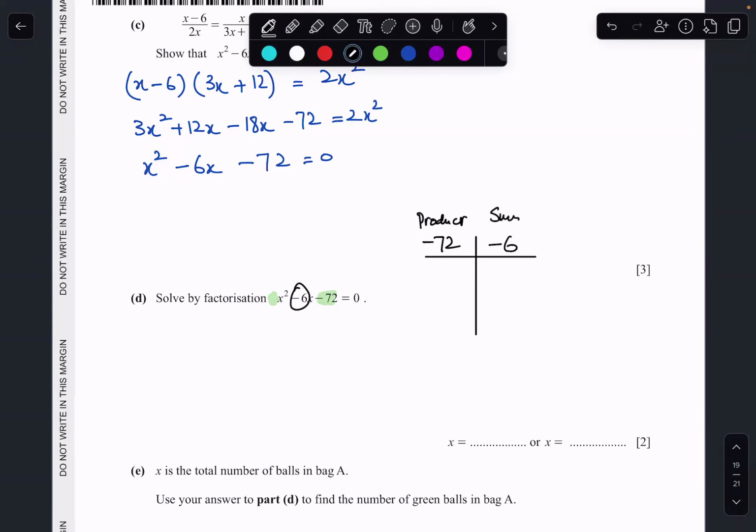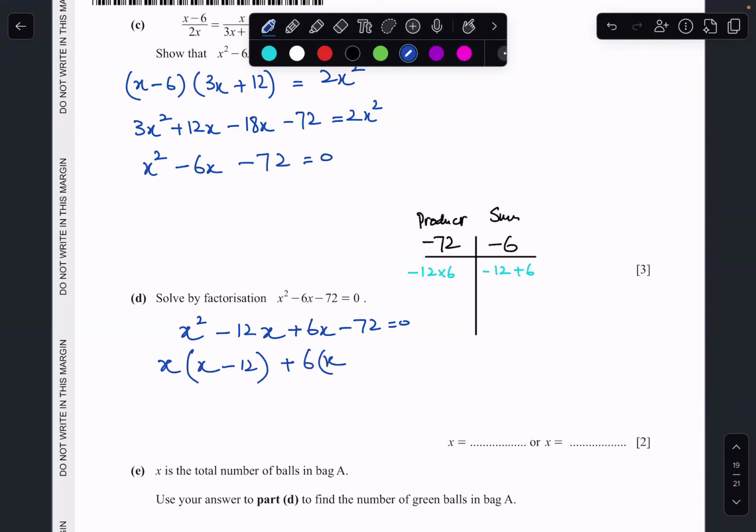Middle value, minus 6. Now we need two numbers which when we multiply, we get minus 72 and when we add them, we get minus 6. So minus 12 times 6 is minus 72 and minus 12 plus 6 is minus 6. So these two numbers satisfy the product and the sum rule. So x squared minus 12x plus 6x minus 72 is equal to 0. So what is common in the first two? X is common. Second two, we have 6 common.